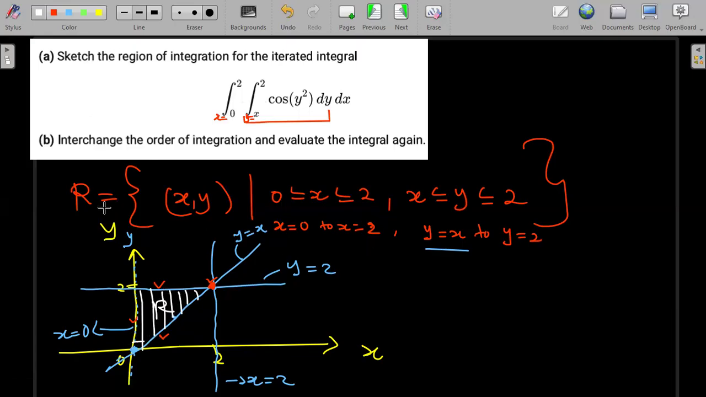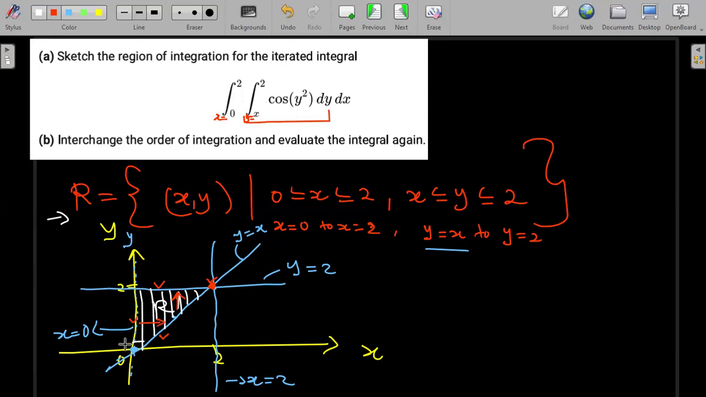So when they got this original region like that, they were getting constants along the x. So they were moving like this. Let me change the color. They were moving like this. So you can see that the y starts from y is equal to x to y is equal to 2. So now as we want to interchange the order, we want to move like this.